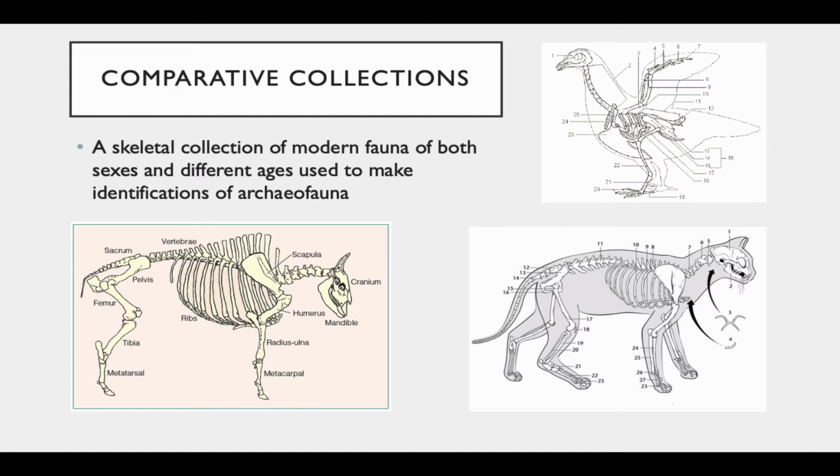So zooarchaeologists are specialists who have an understanding of animal anatomy, but they also rely on comparative collections that contain modern fauna of both sexes and different ages that help them to make identifications among archaeofauna.